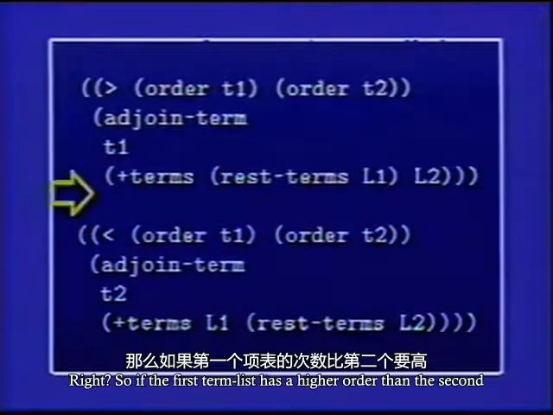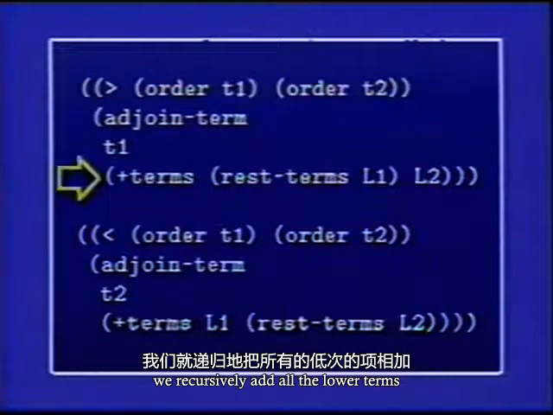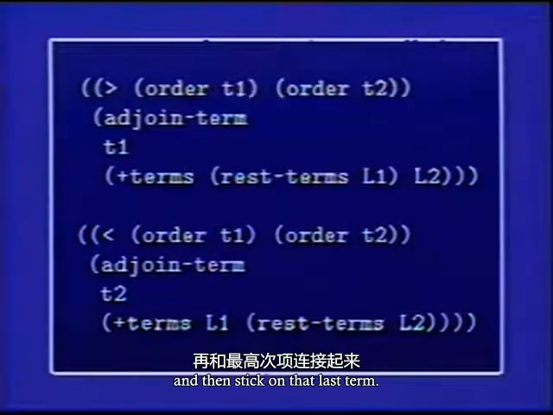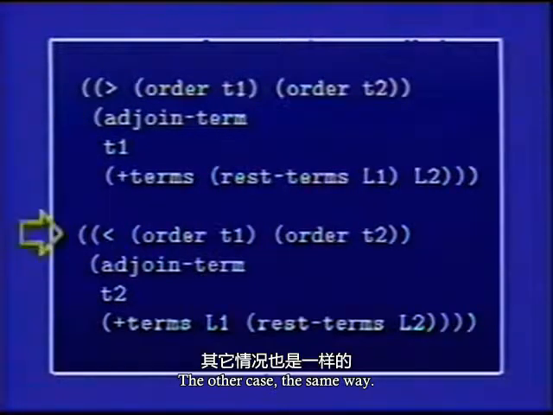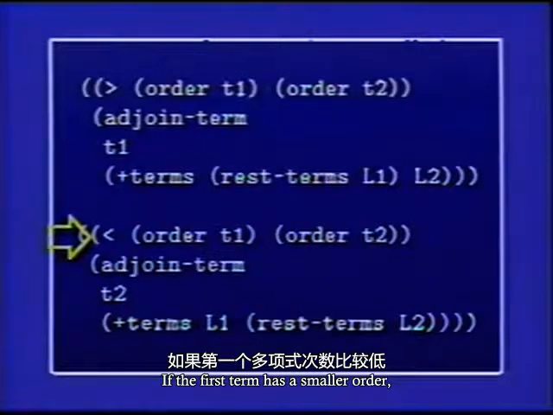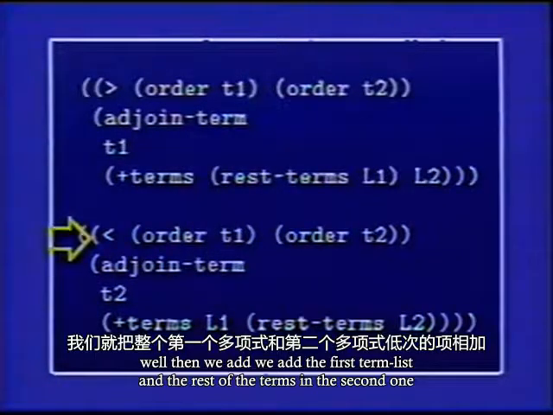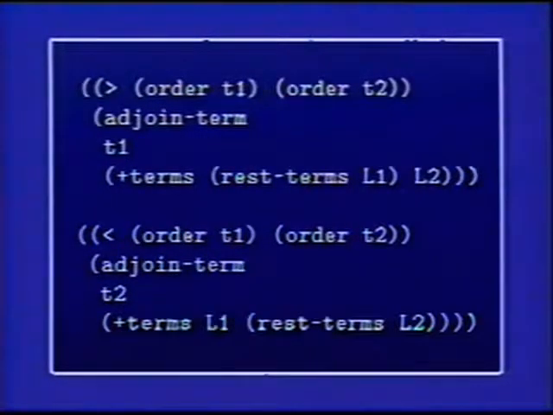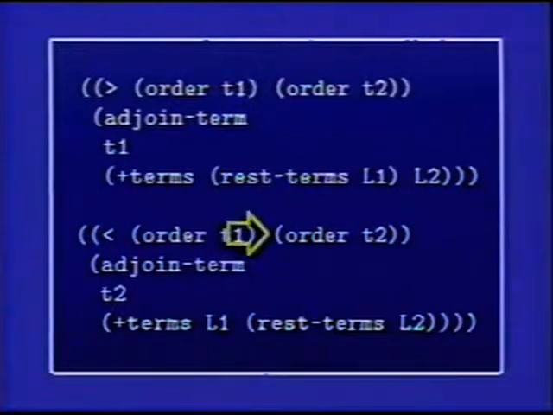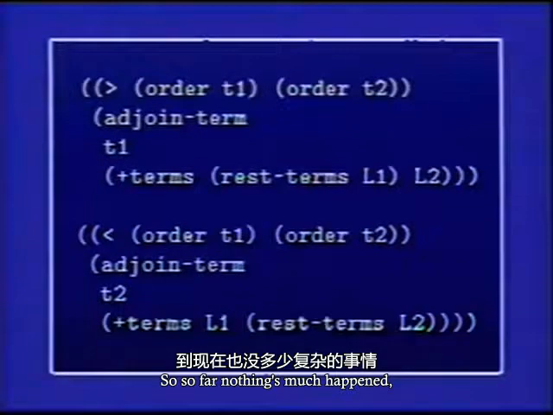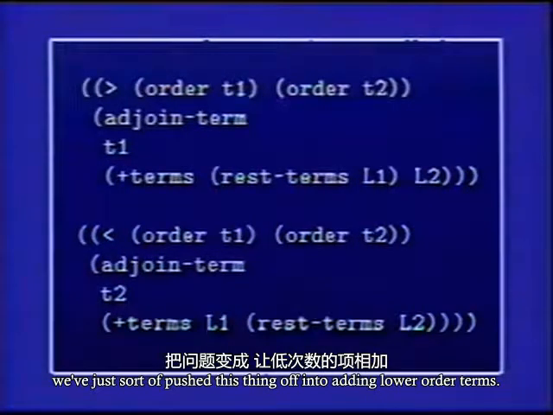All right, so if the first term list has a higher order than the second, we recursively add all the lower terms and then stick on that last term. The other case is the same way. If the first term has a smaller order, well, then we add the first term list and the rest of the terms in the second one, and adjoin on this highest order term. So far nothing's much happened. We've just sort of pushed this thing off into adding lower order terms.